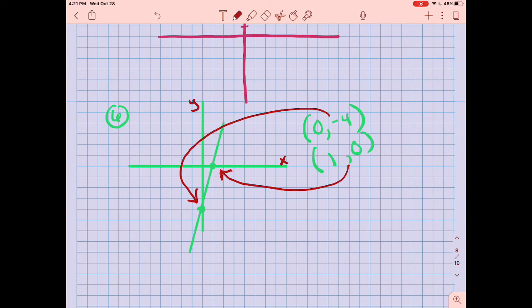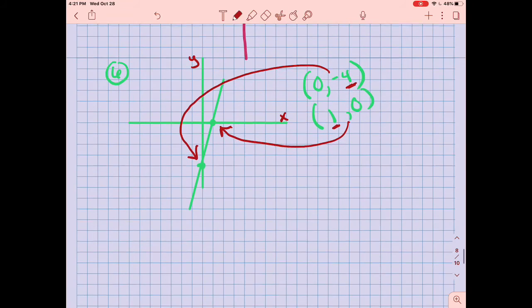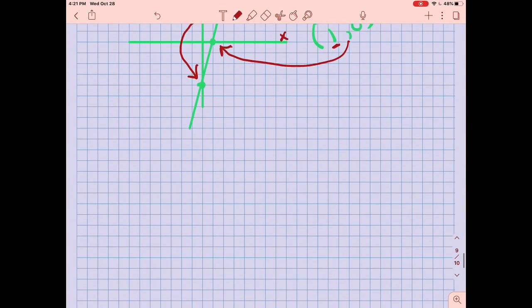You may only have to put one number. If it says x-intercept, you may only have to put this number, and y-intercept, put this number. Just keep in mind that they come as pairs. All right, the next one asks for you to find the x and y-intercept if you have this equation.